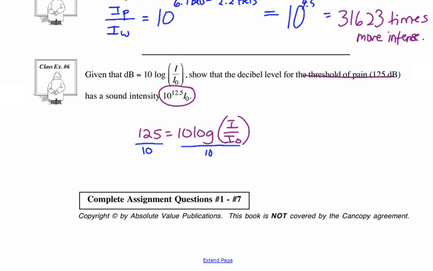So that gives me what? 12.5 equals log I over I0. Okay? Now we want to get the inside by itself.